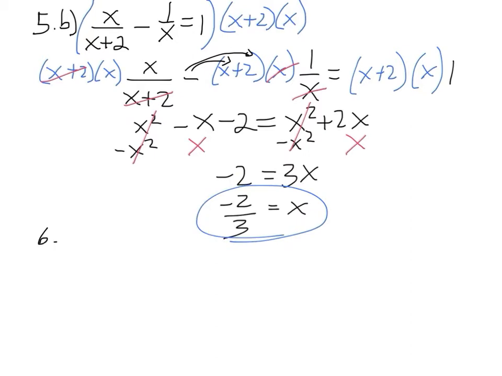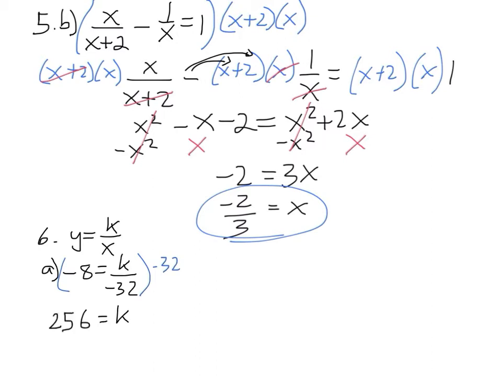Alright, in this we're asking a question about indirect variation. We remember that the general form of that is y equals k over x. In A, it says find the constant of variation, so find k, when y is negative 8 and x is negative 32. So we're going to multiply both sides by negative 32, and we get k equal to 256.